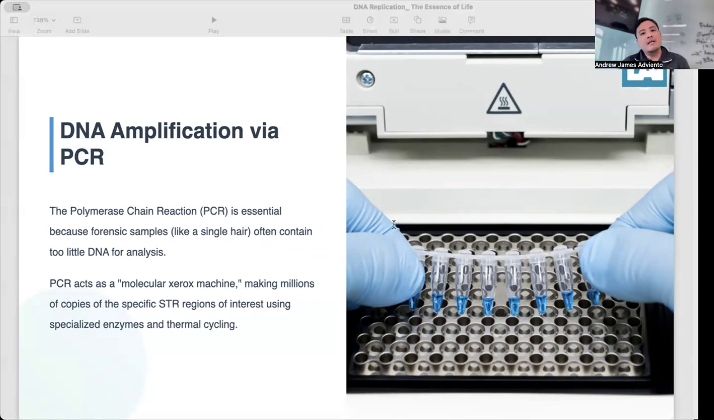So often a crime scene only provides a tiny trace of DNA, maybe a single drop of dried blood or just a single strand of hair. So this is not enough to see under a microscope. We use PCR, or polymerase chain reaction, to solve this. So think of PCR as a molecular Xerox machine, or photocopying machine. It finds the specific STR regions we care about and makes millions of copies of them so we have enough material to work with.